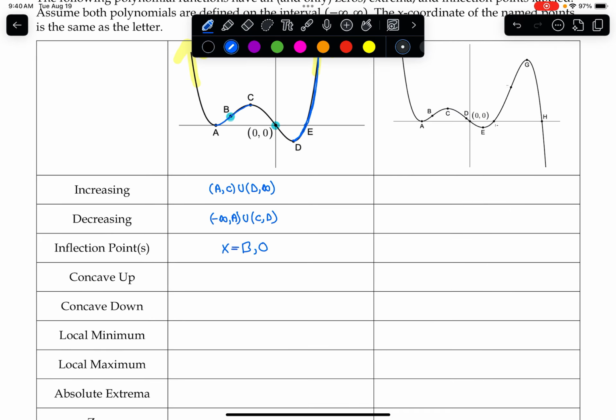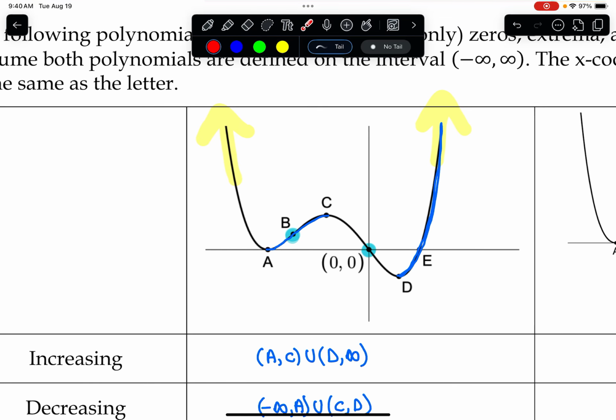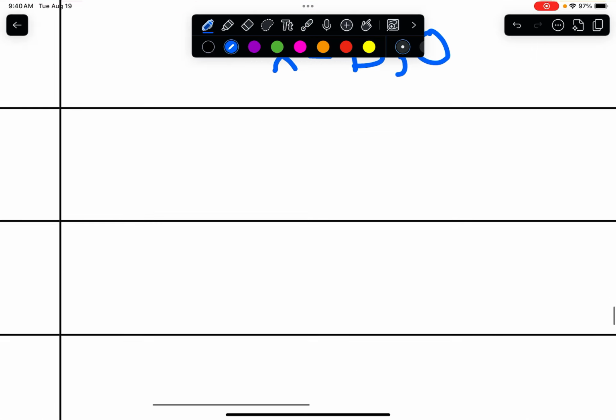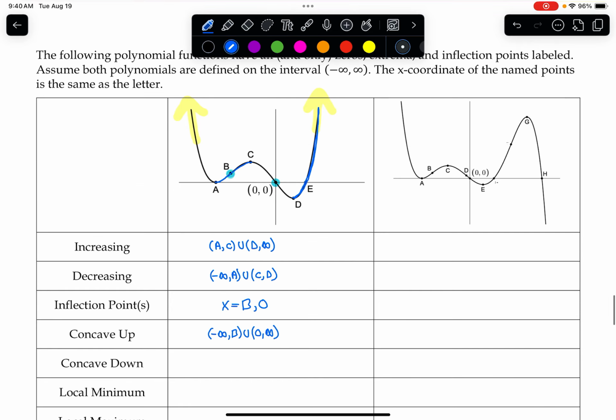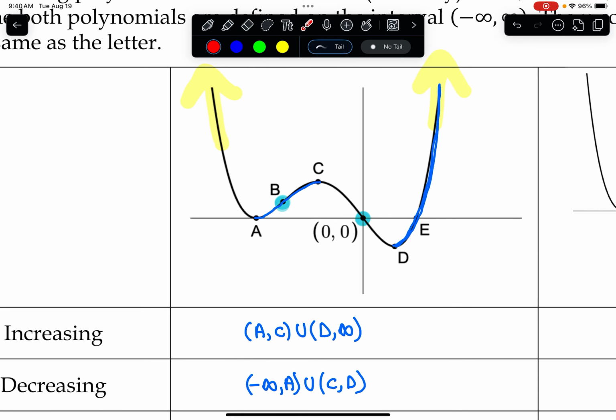When you're looking for the intervals in which we're concave up, we're looking from negative infinity to the first inflection point, which is B, and then from the next inflection point at 0 to infinity. So these two intervals are when I would be concave up: from negative infinity to B, but also from 0 to infinity. And when you're looking for the interval in which you're concave down, that would be from just B to 0.